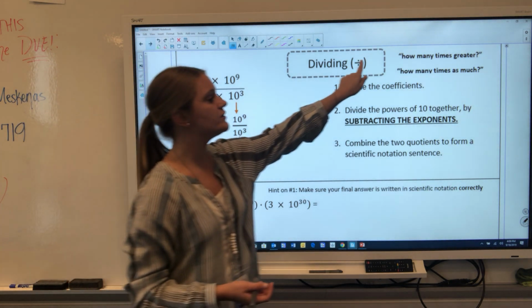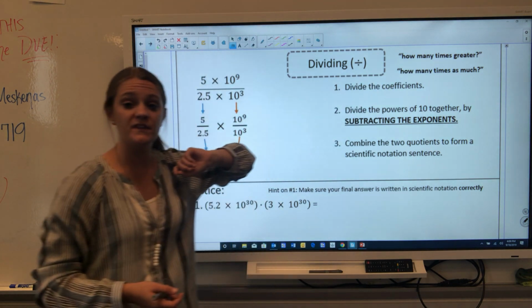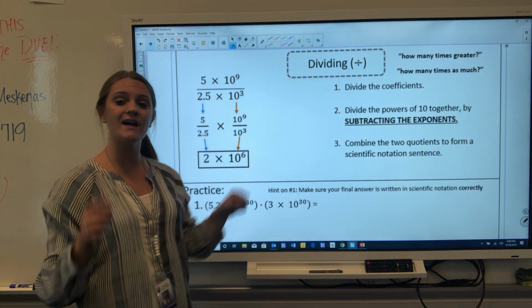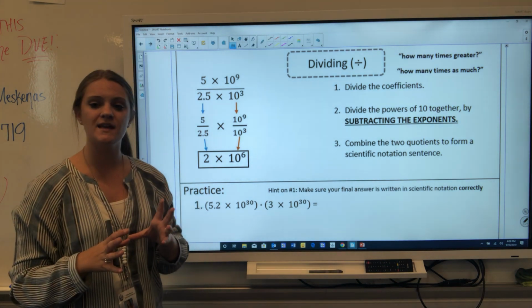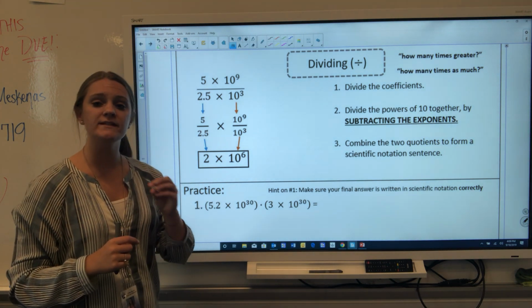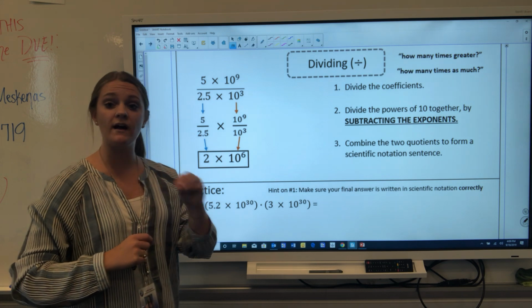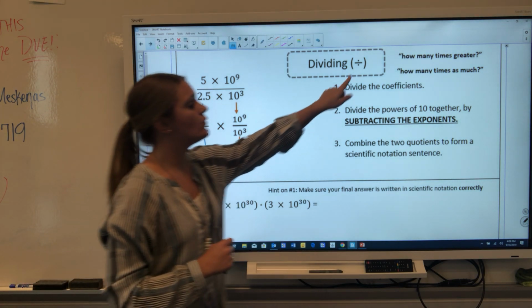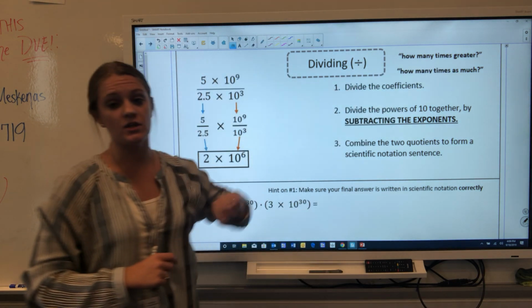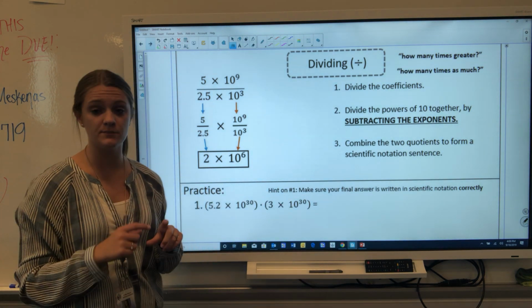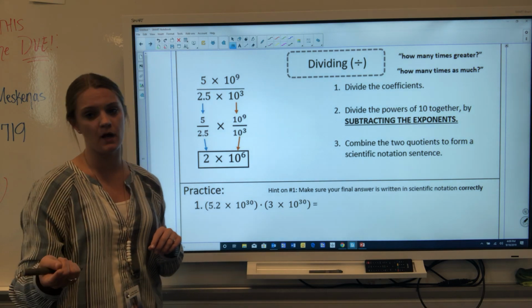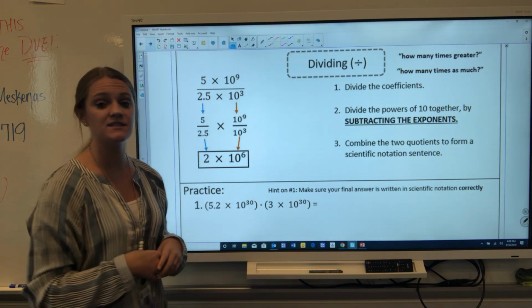Really quickly, I want you to highlight or circle this question because it has an entire I can statement dedicated to that. So you have an I can statement that says, I can find out how many times greater one value is than another. And so that how many times greater question signals division. How much more would signal subtraction, but how many times as much or how many times greater is division.